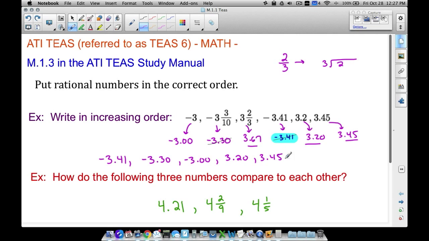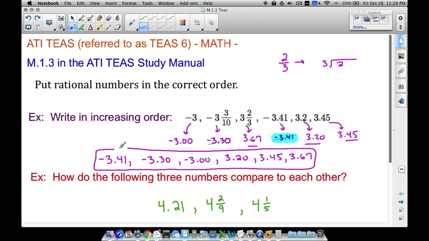$3.45 is going to be our next to the biggest. And then our biggest number up here is 3.67. These are those numbers written in increasing order. Now, obviously, we do want to match them up to where we say, okay, the negative 3 is really that one. What else do we got? The negative $3.30 that I said right there, that's really that one right there.